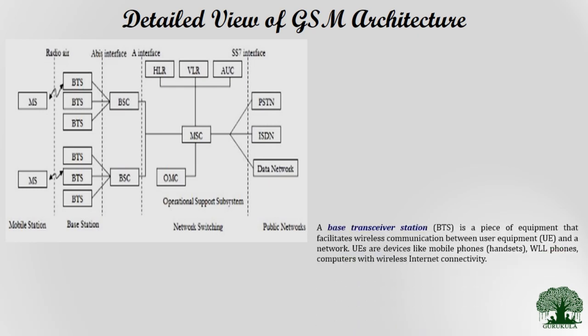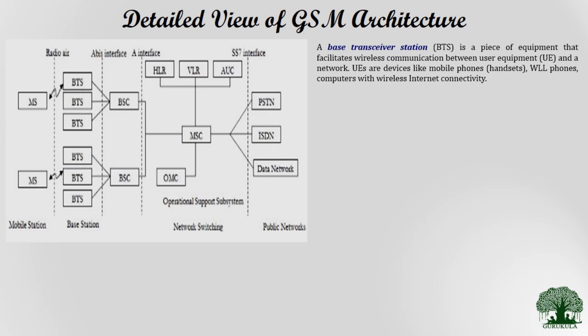Here BTS is nothing but the base transceiver station, which is a piece of equipment that facilitates the wireless communication between the user equipment and the network. User equipment here is nothing but the mobile station we see over here. So that is what we call a BTS. There will be several BTS responsible for covering one particular cell, and the signals collected from every BTS will be combined and forwarded to the BSC.